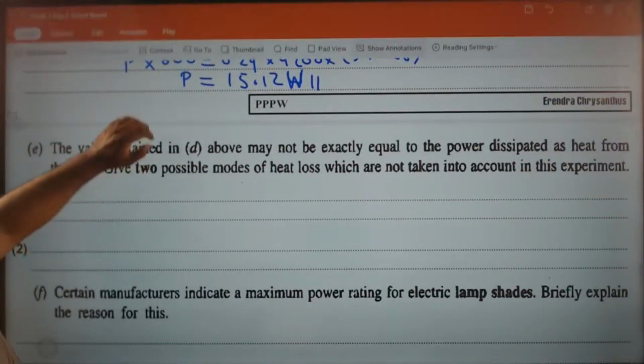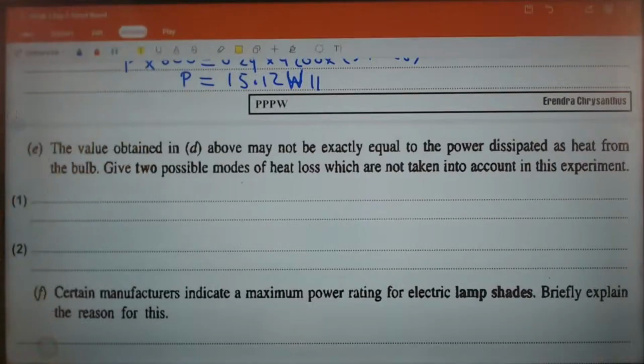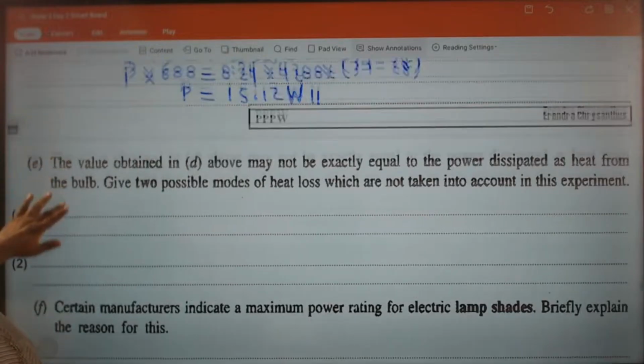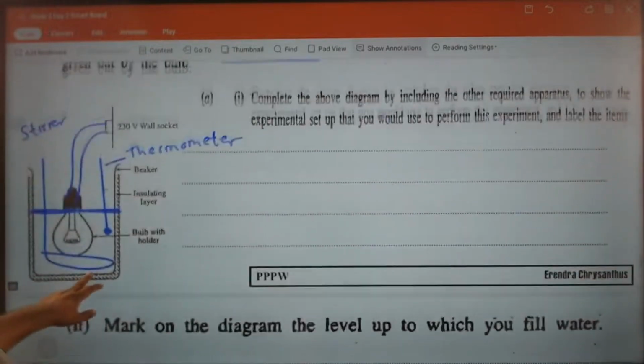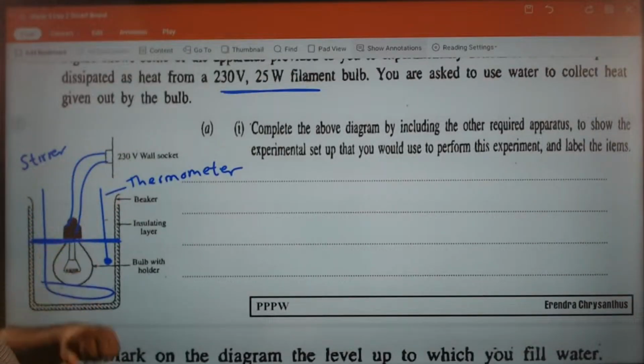The value obtained in D may not be exactly equal to the power dissipated as heat from the bulb. Give two possible modes of heat loss. Heat can be lost due to conduction, convection, radiation. Heat loss may occur. Also, some of the water might vaporize or evaporate. Evaporation heat loss also might take place.